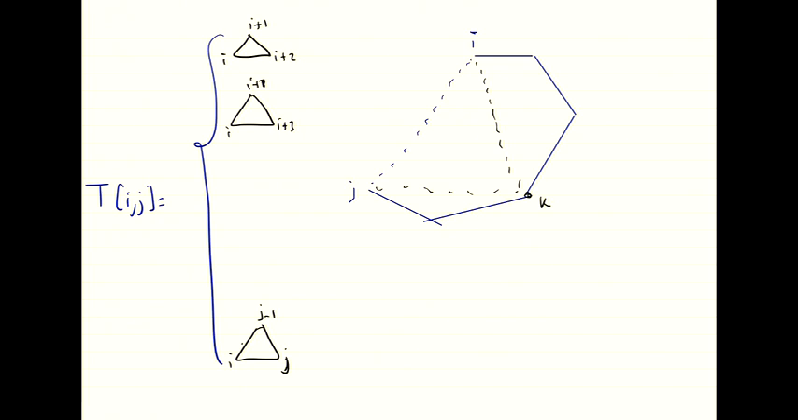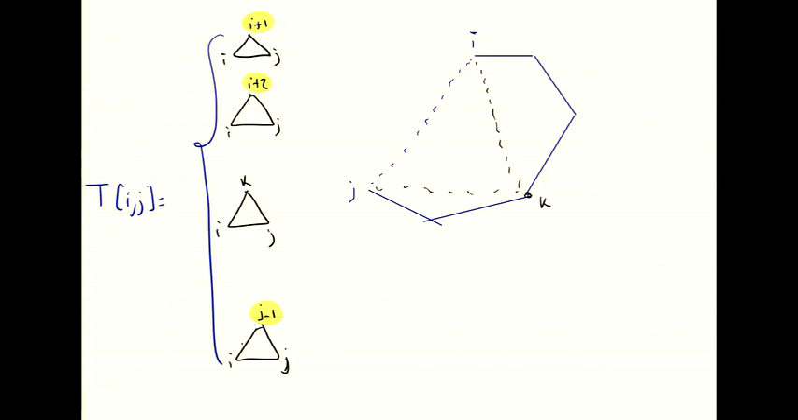So here k is either equal to i plus 1, i plus 2, or up to j minus 1. K can be one of these vertices in between i and j. And depending on which case it is, let's say you're in the case where it's i, j, k.